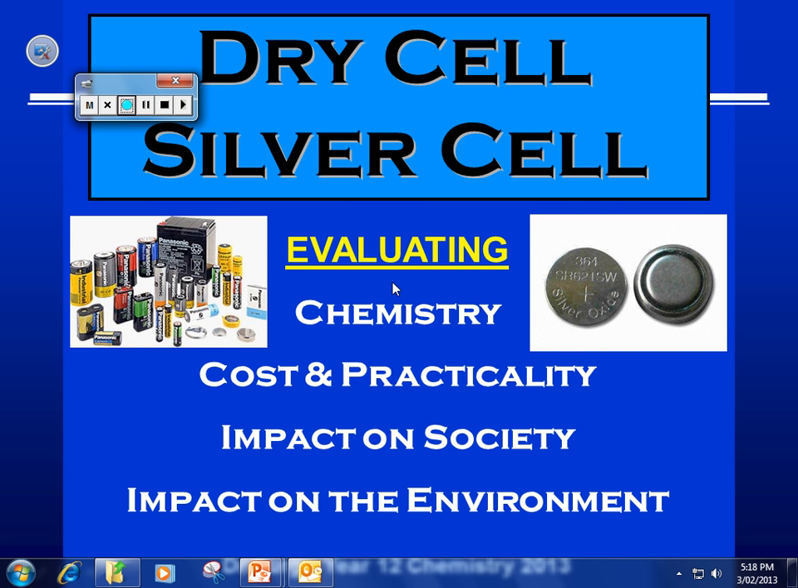This talk is on evaluating the dry cell versus silver cell. It's part of 9.2.4 from the HSC Chemistry course. In particular, we're going to be evaluating the chemistry of both these cells, their cost and their practicality, what impact they've had on society, and what impact they've had on the environment.